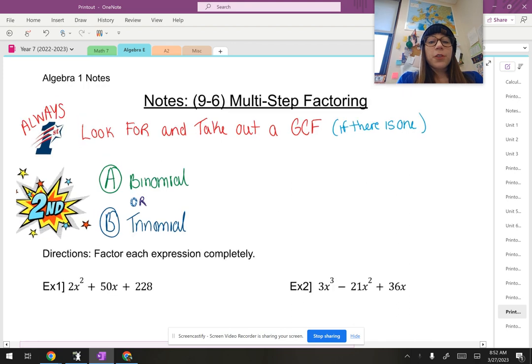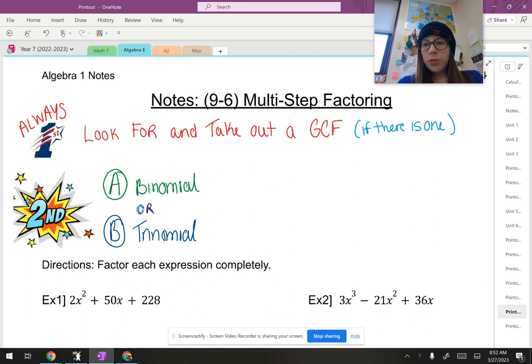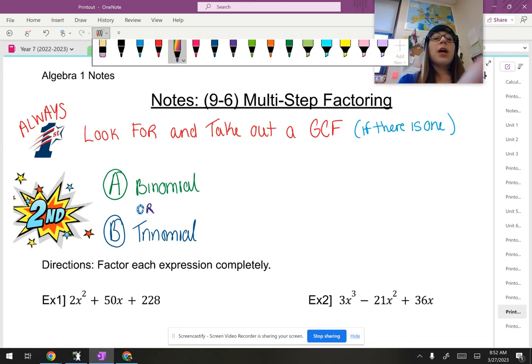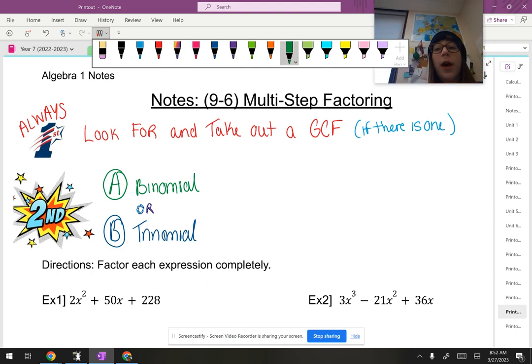So the very first thing that you're always going to start with, always, when you're factoring, is to look for and take out a GCF, if there is one. There won't always be one, like we saw in yesterday's notes and examples. There wasn't always a GCF, but if there is one, you need to take it out first. Otherwise, it makes things more difficult. Then, what happens next is going to depend on what you have left.